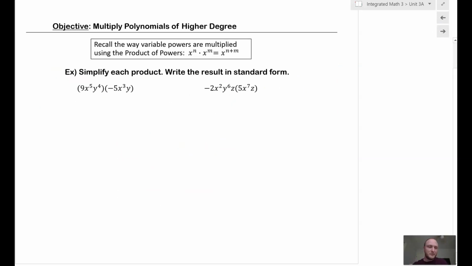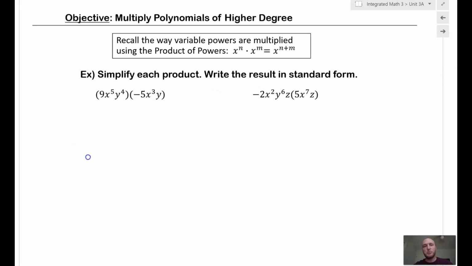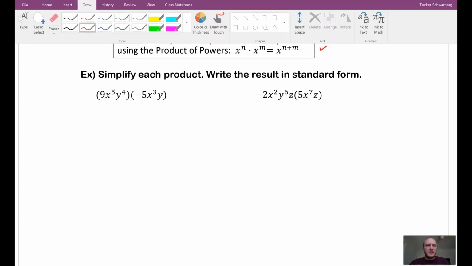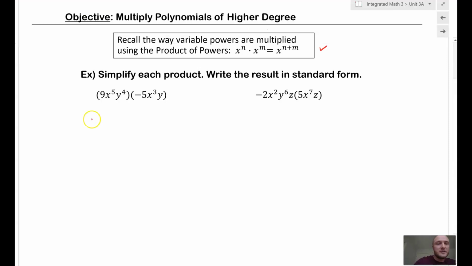So we're going to start off with regular monomials that are being multiplied, and we're really going to use the product of powers property. What I'm going to use here is the commutative property and associative property, and I'm just going to shuffle my terms together. So I have 9x to the 5th, y to the 4th, times negative 5x to the 3rd times y. We're going to multiply coefficients together. So this is 9 times negative 5.